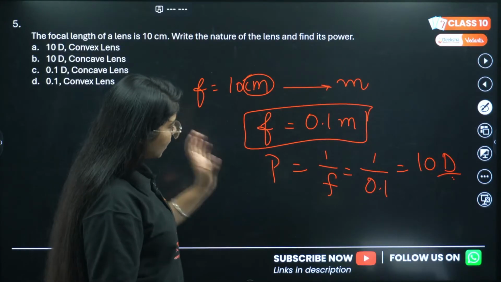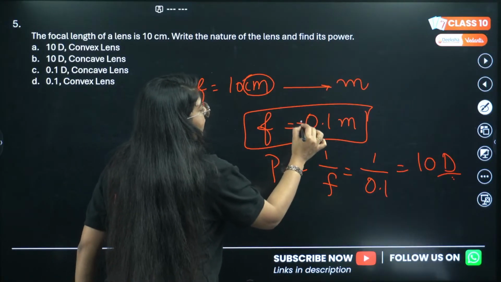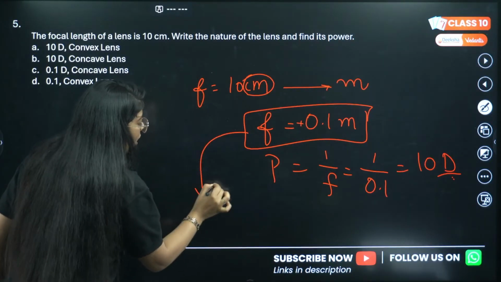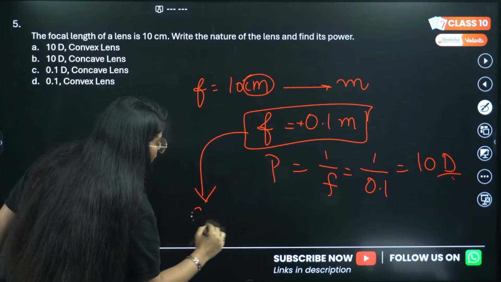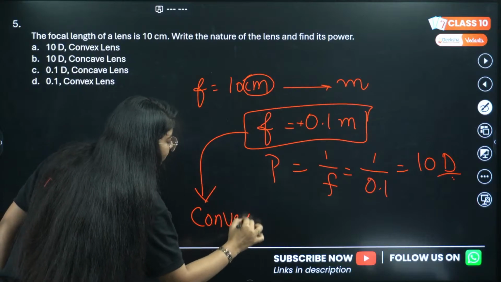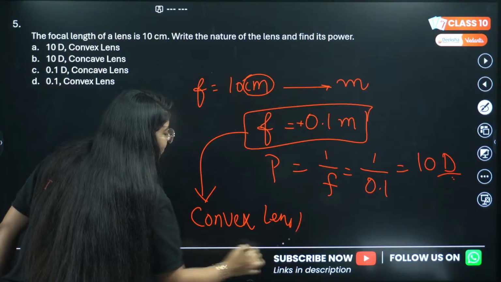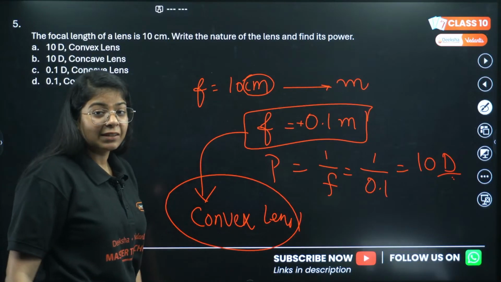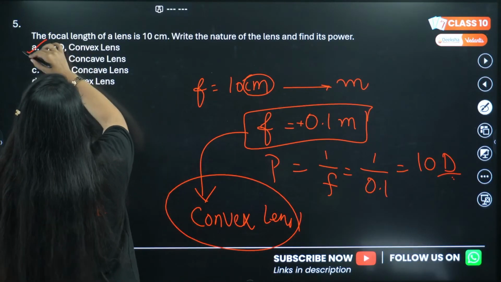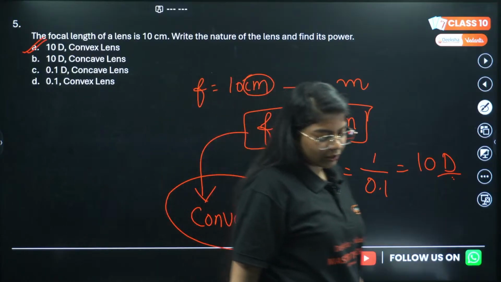Now, since the focal length is positive, we just saw positive focal length is only for convex lens. For concave lens, focal length is always negative. So again, A is the correct answer. Very good. I'm so proud of you.